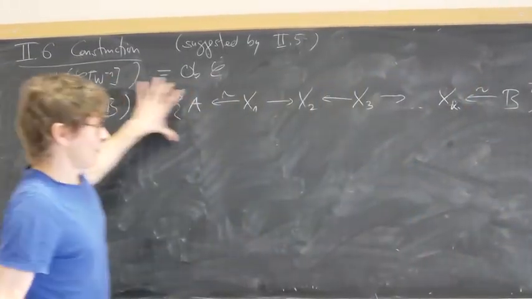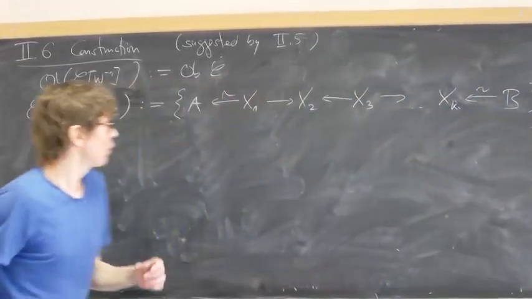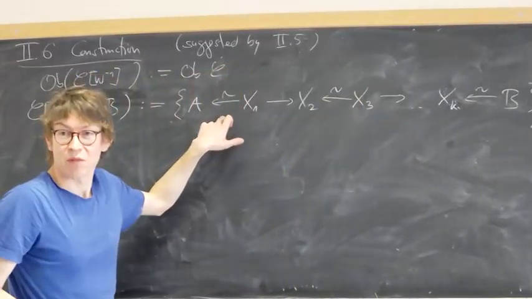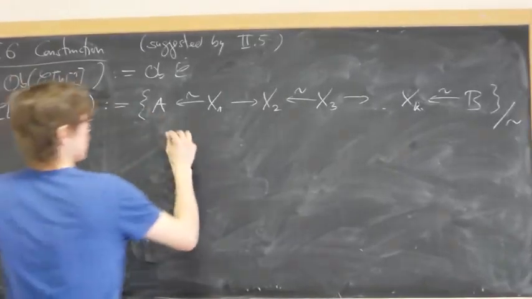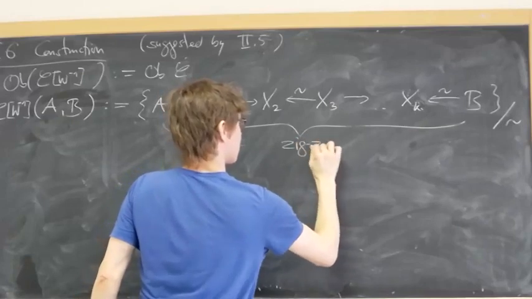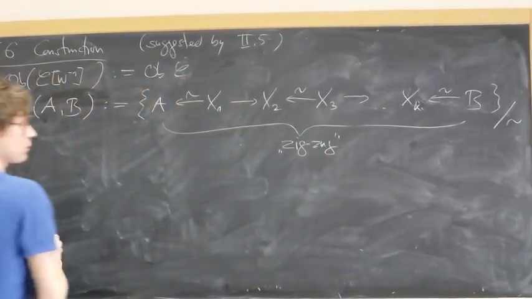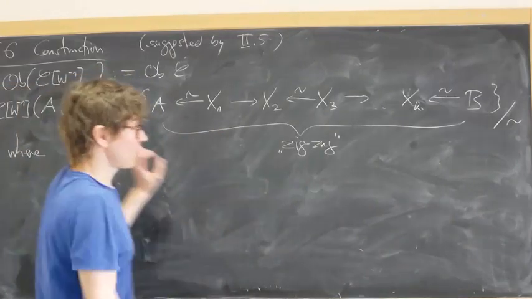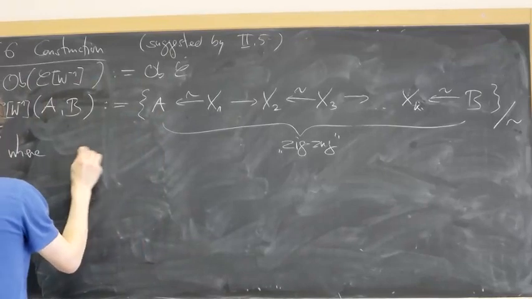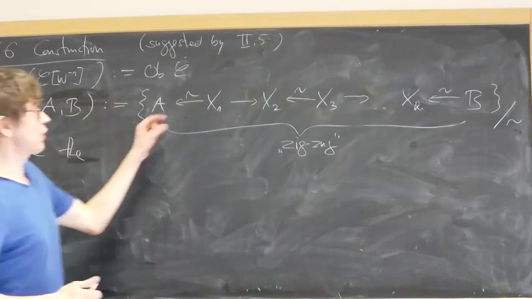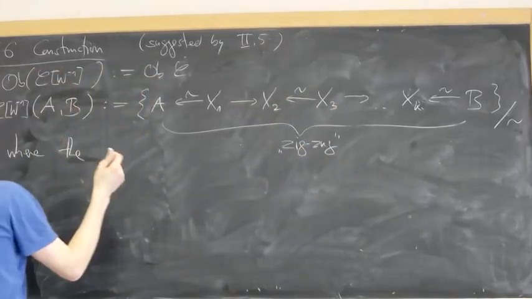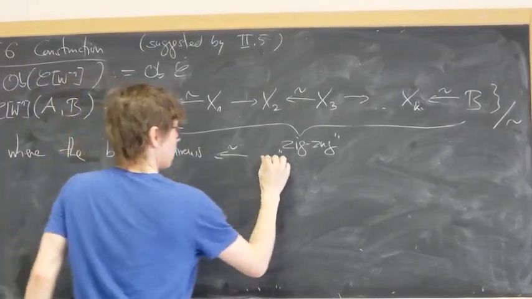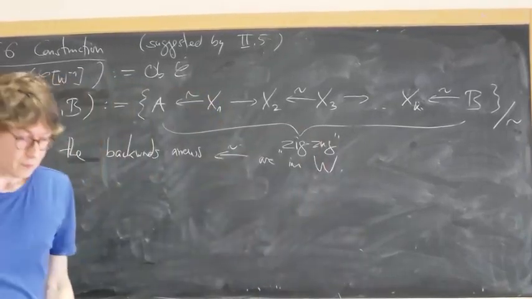Morphisms from A to B should be equivalence classes of such zigzags. A zigzag is a bunch of arrows in C, which can go both ways. But if they go the wrong way, then they should be from W. This thing is called a zigzag. First, I consider all of these zigzags, and I will identify a few. I want to go from A to B, and sometimes I have to walk backwards here. These backwards arrows are only allowed for things from W.